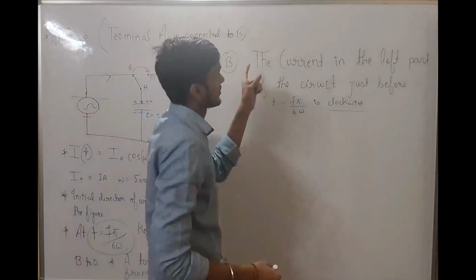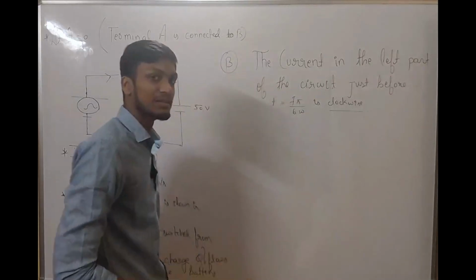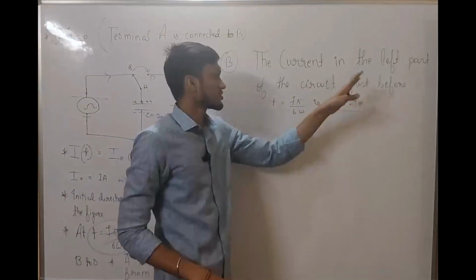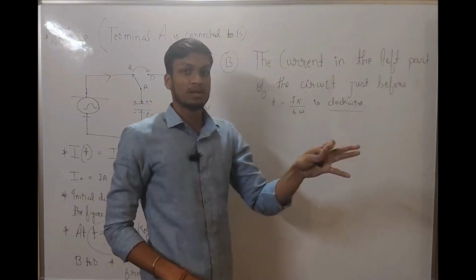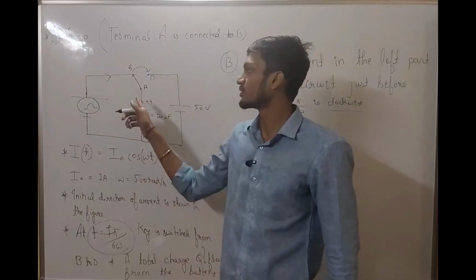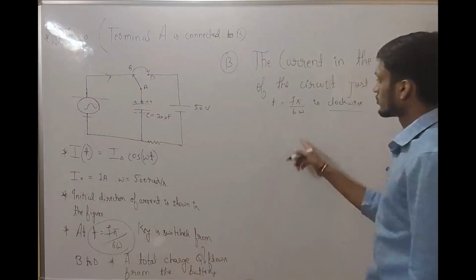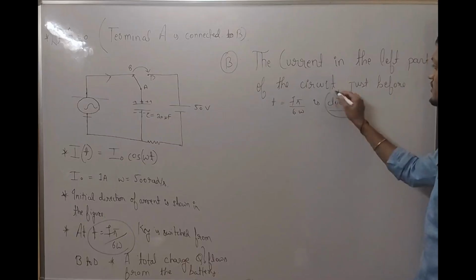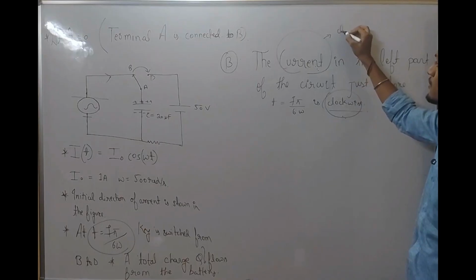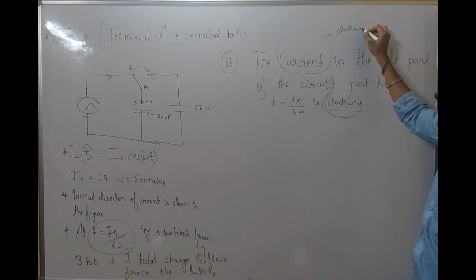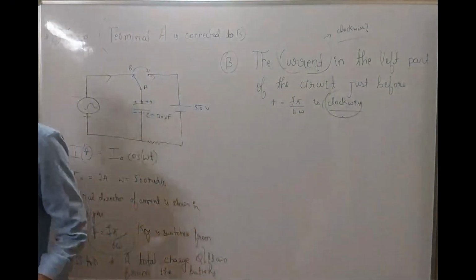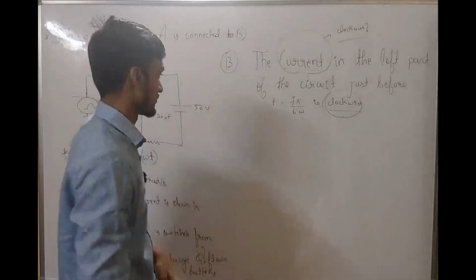The next option says that the current in the left part of the circuit, this part, just before t equals 7 pi by 6 omega, while the switch is still connected with B, is clockwise. Let's analyze whether it is clockwise or not.